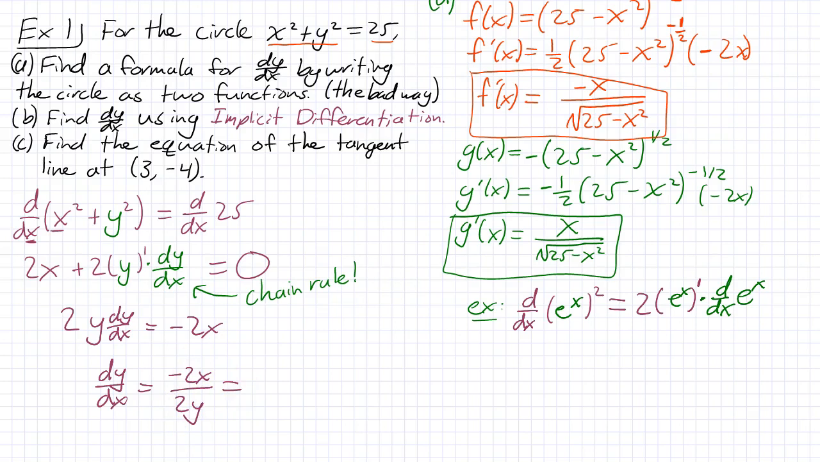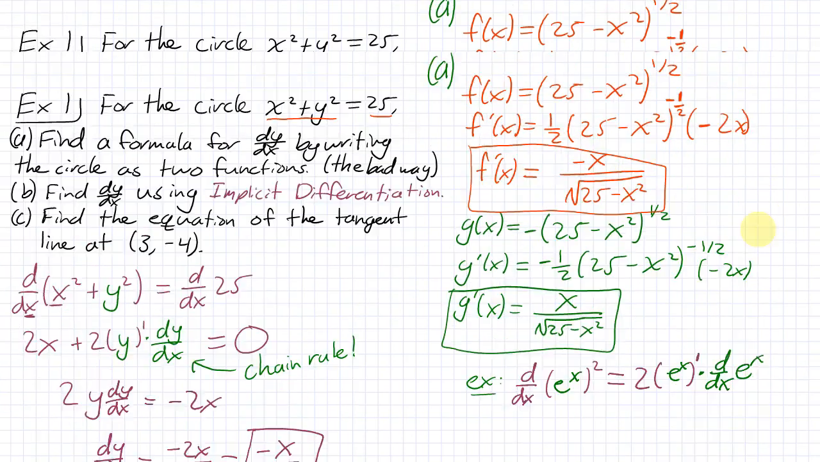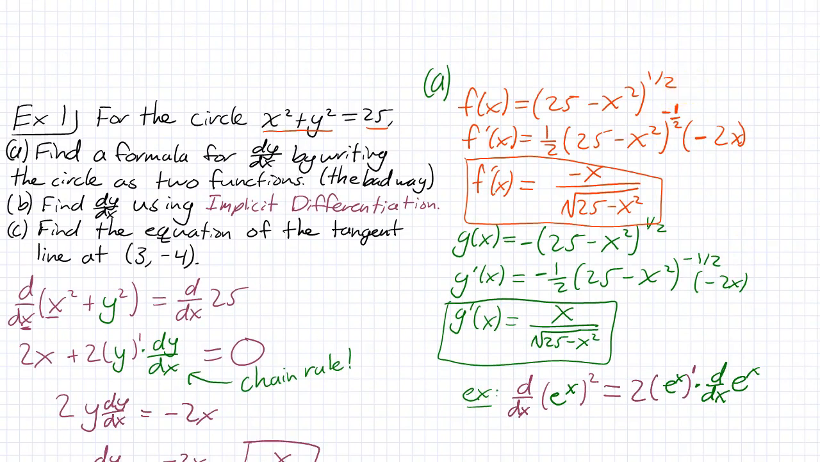The 2's will cancel out, and we'll get just negative x over y, which is a nicer formula than what we had before. And actually, these look kind of weird, but they're actually the same, because with this one, f prime of x is negative x over the square root of 25 minus x squared, but that square root of 25 minus x squared is actually equal to f of x here. This is equal to the y coordinate on this part of the thing. So I'm going to make that substitution.